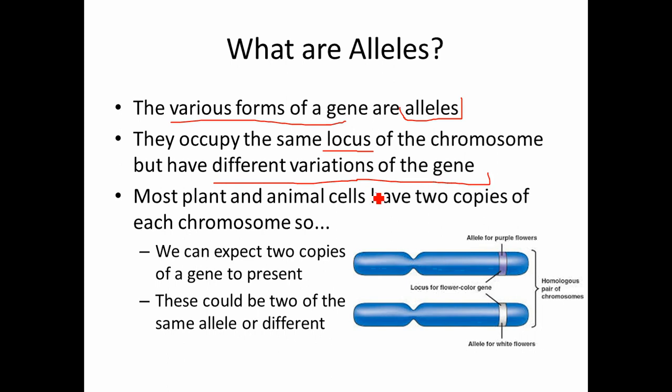So most plant and animal cells have 2 copies of each chromosome, so we can expect 2 copies of a gene to be present. So every cell will have 2 copies of the same chromosome. One would be from mom, one would be from dad, so we expect 2 copies of each gene to be present. And so these could be 2 of the same allele, or they could be different.